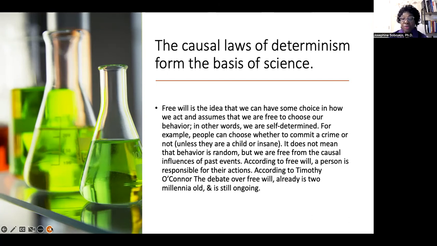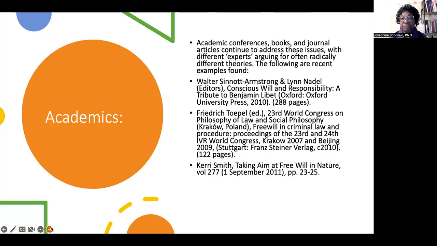So according to Timothy O'Connor, the debate over free will is already two millennia old and is still ongoing. As much as we have diverse human beings or humankinds, the debate will still be ongoing. As far as we cannot give the same answer to those four critical questions that I asked earlier on, the debate of free will and determinism will still be ongoing. Academic conferences, books, and journal articles continue to address these, with different experts arguing for often radically different theories.